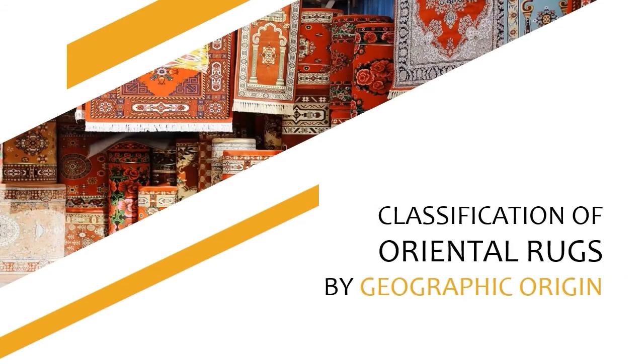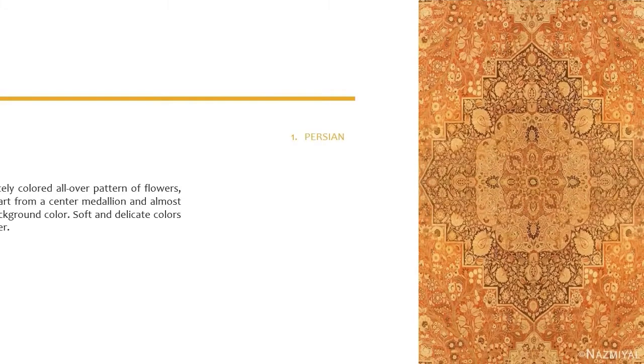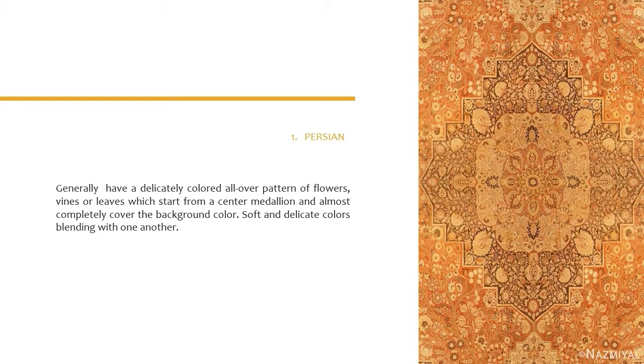Classification of Oriental rugs by geographic origin. Persian. Persian rugs generally have a delicately colored all-over pattern of flowers, vines, or leaves, which start from a center medallion and almost completely cover the background color, with soft and delicate colors blending with one another.